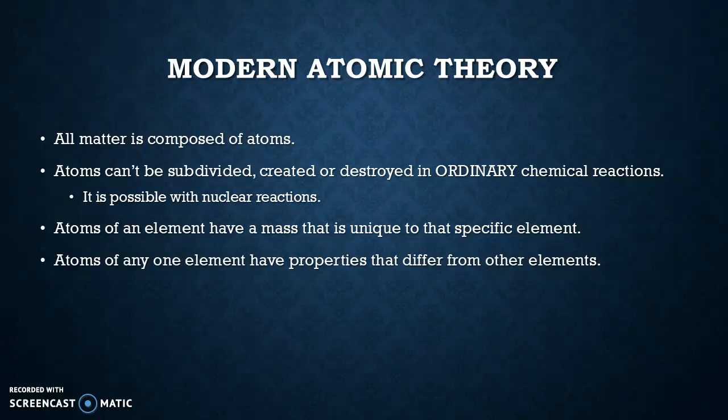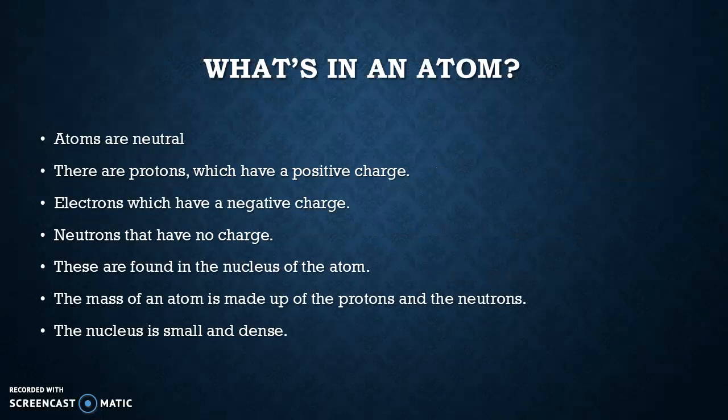That is how much that atom weighs, or that element weighs, and that comes from the neutrons and the protons that are inside of the atom itself. Atoms of any one element have properties that are different from other elements, and that's what makes them so special. That's why certain things need to be bonded with those specific elements. Atoms are neutral, they have the same amount of protons and the exact same amount of electrons. Neutrons have no charge whatsoever.